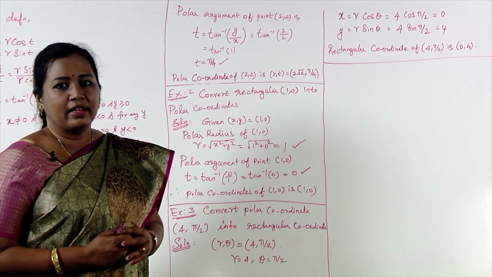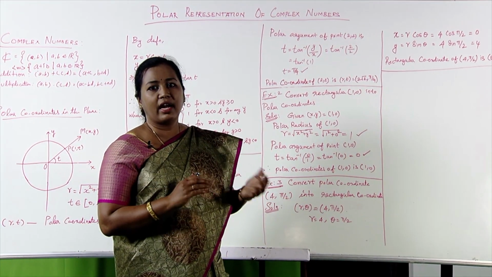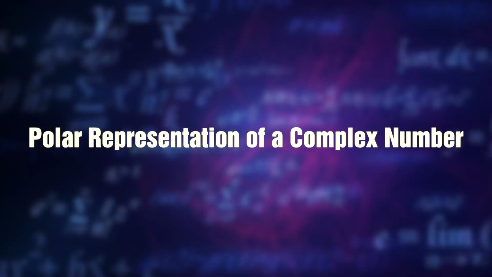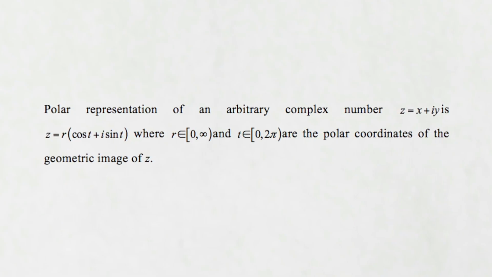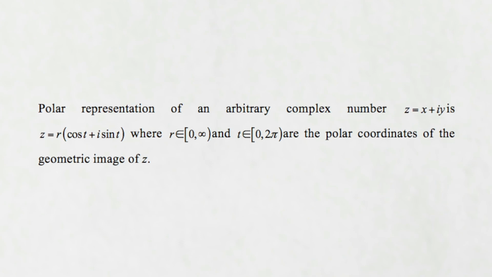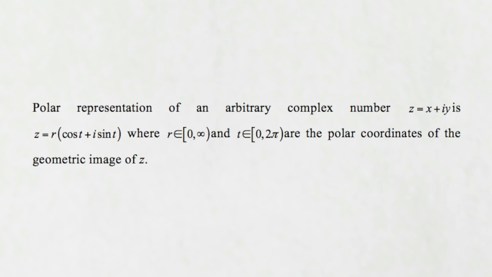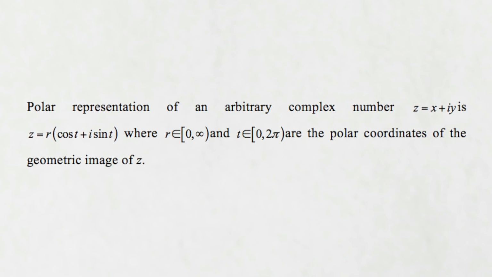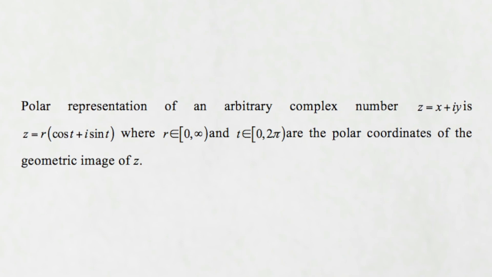So, that is all for understanding conversion of rectangular or Cartesian coordinates to polar coordinates and vice versa. We shall now see the polar representation of a complex number. The polar representation of an arbitrary complex number z = x + iy is z = r(cos t + i sin t), where r belongs to the interval [0, infinity), infinity being on the open interval side, and t belongs to the interval [0, 2 pi). And these are the polar coordinates of the geometric image of z.